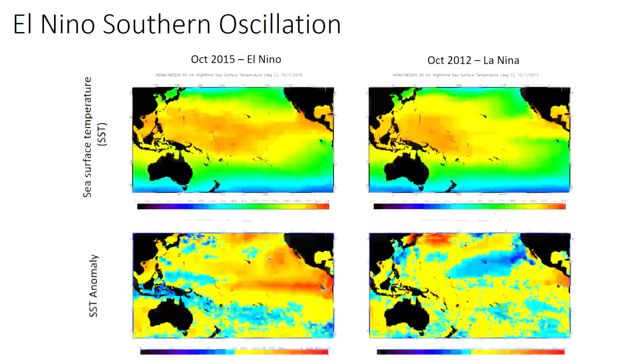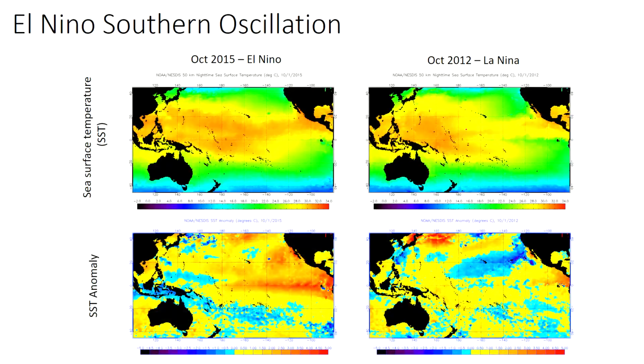And what we can see if we have a look at the sea surface temperature maps at the top here are in a La Nina situation.